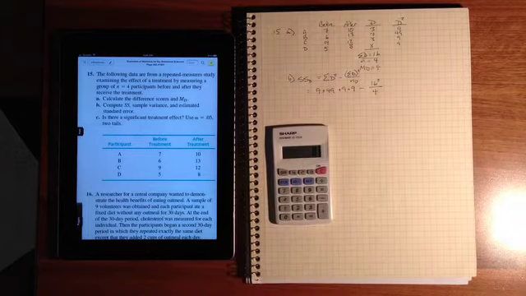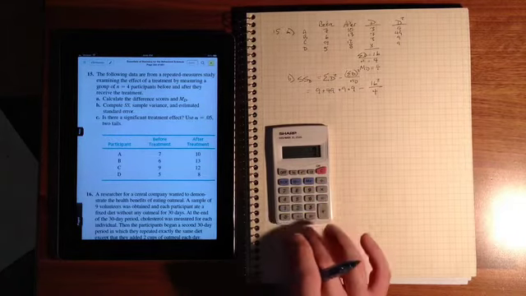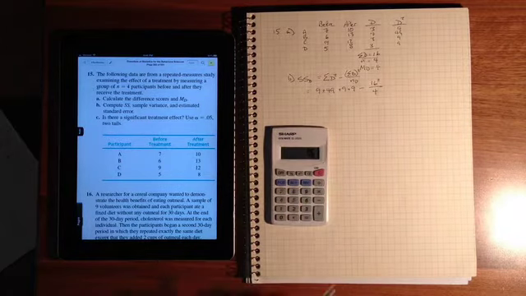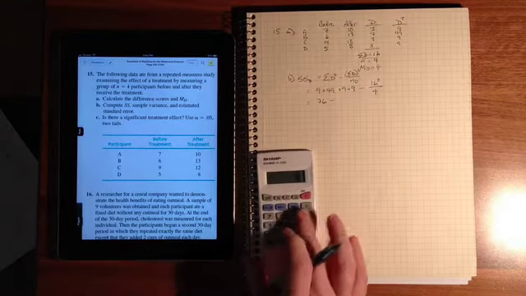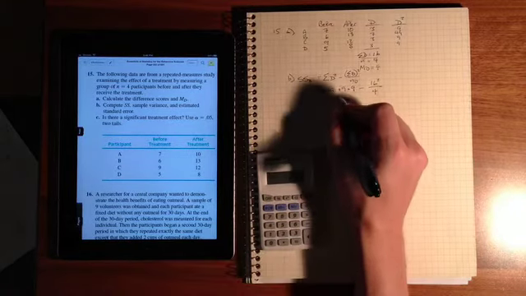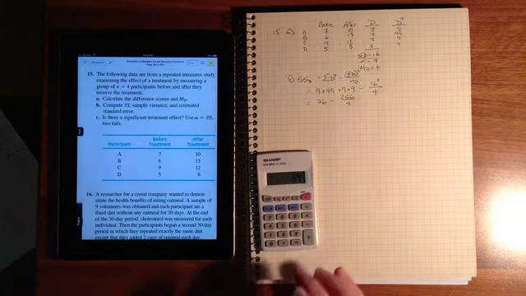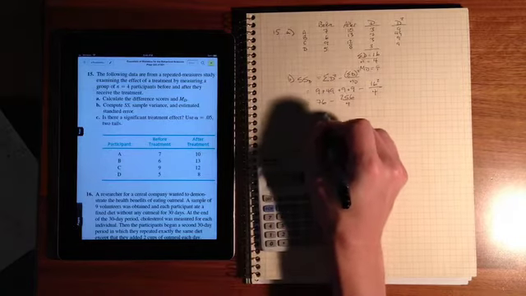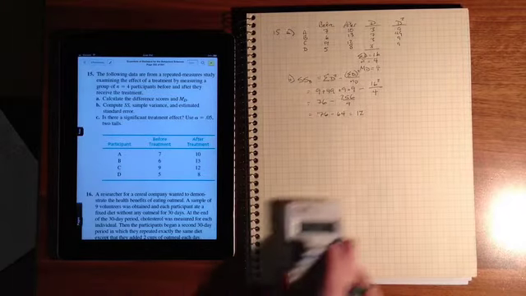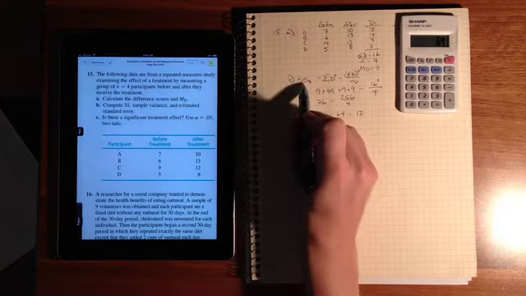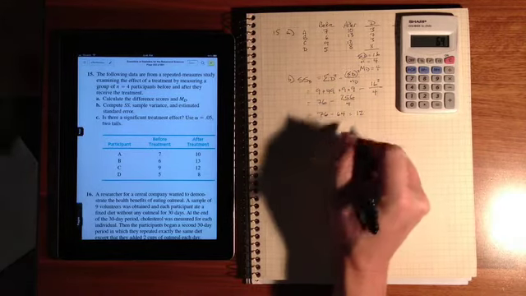Time to bring the calculator into play here. So 9 plus 49 plus 9 plus 9 is 76. Alright, that's 76. Minus 16 squared is 256 over 4. Should be 64. Alright, so 76 minus 64 is 12. So the sum of the squared deviations of each difference score from the mean difference score is 12.